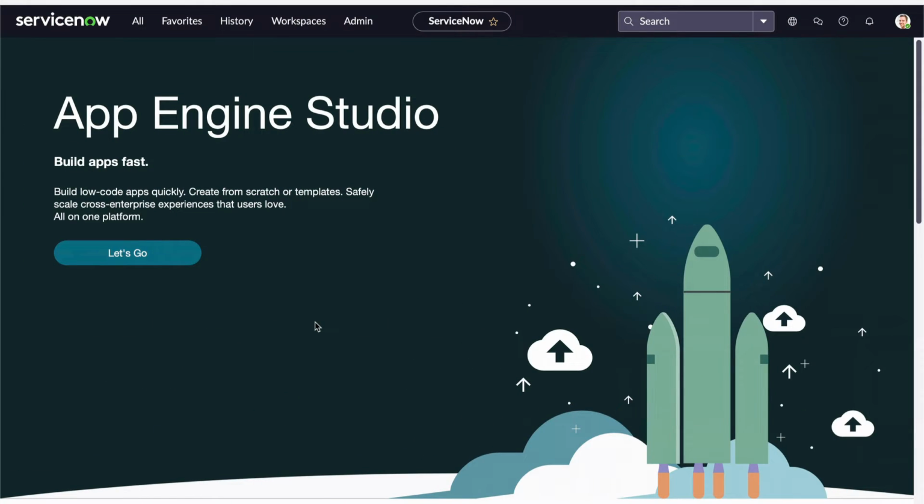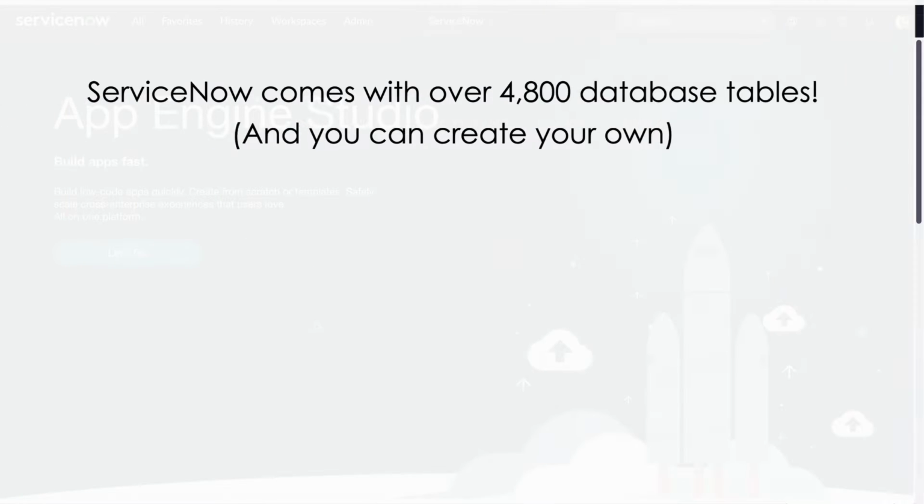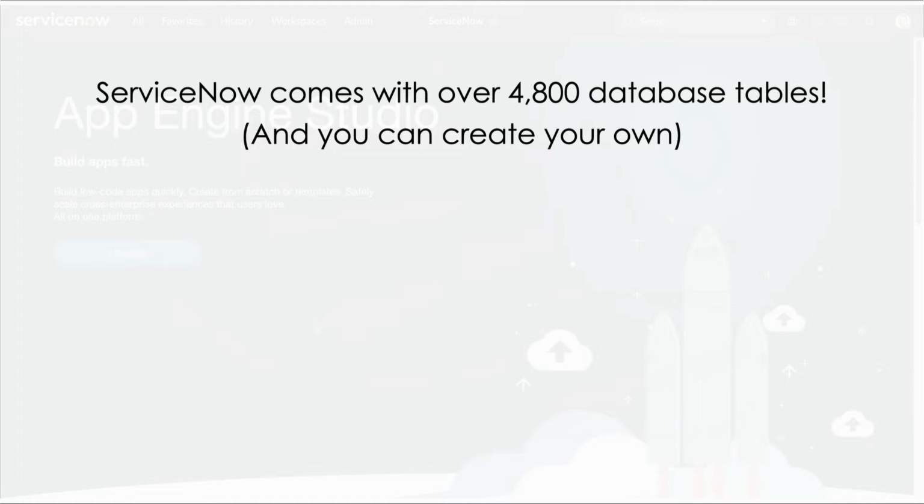You've probably heard me say this before, but when you're working in the ServiceNow user interface, pretty much everything you see is a record in the database somewhere. The ServiceNow database comes out of box with over 4,800 database tables designed to store data in support of hundreds of different business applications, processes, and workflows. And you can create additional tables to support custom-built applications and workflows as you need them.